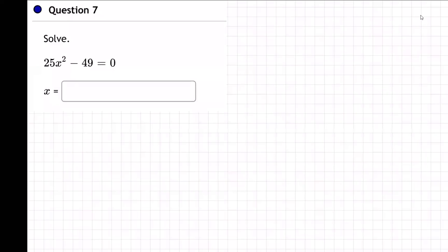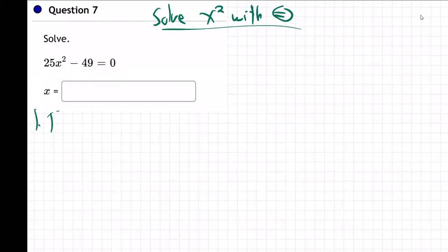Okay, so on this question, we've got 25x squared minus 49 equals 0. So we're trying to solve for x squared with an equal sign. How do we do it? Well, step one is we factor. I won't even write steps. You know what we need to do.